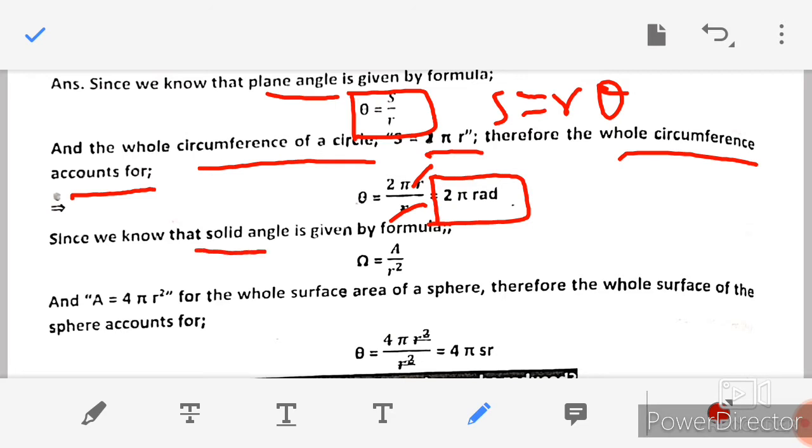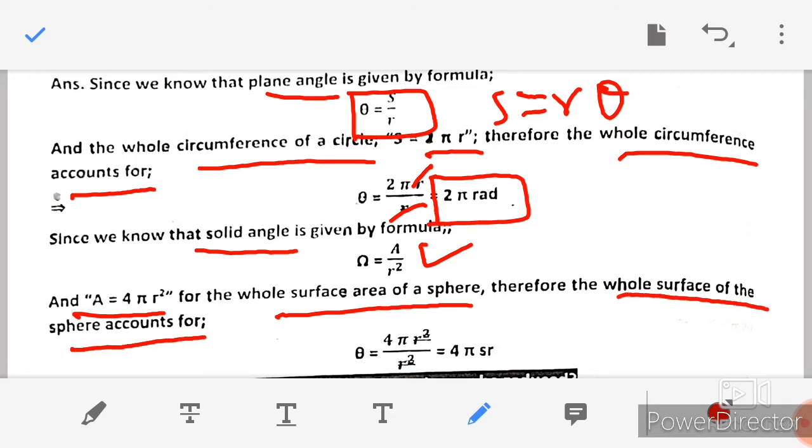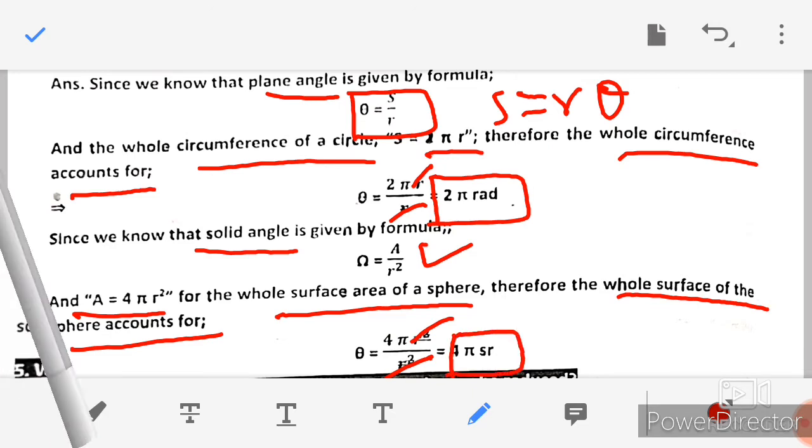Since we know that the solid angle is given by A divided by r², and A is equal to 4πr² for the whole surface area of a sphere, therefore the whole surface area of a sphere accounts for θ = 4πr²/r², r² cancels with each other, we are left with 4π steradian. Now moving towards the next question.